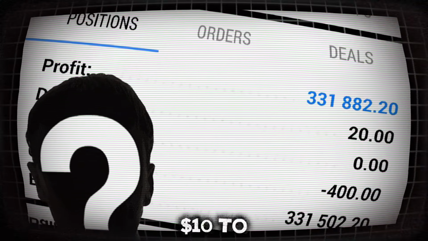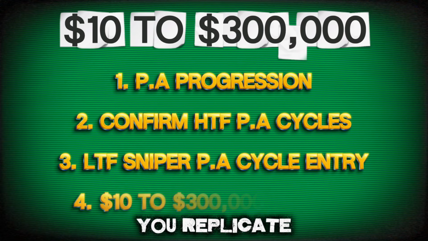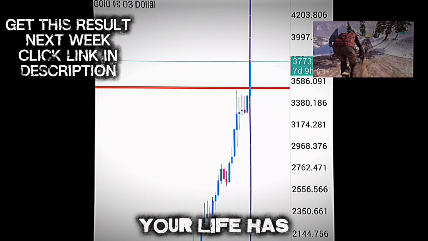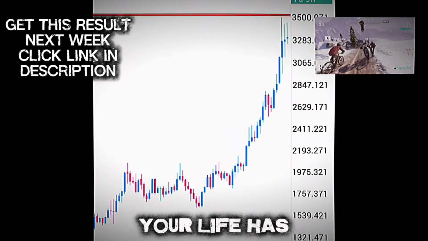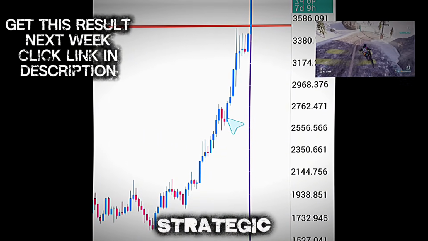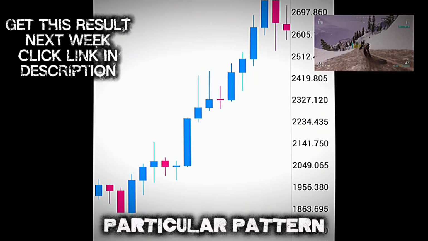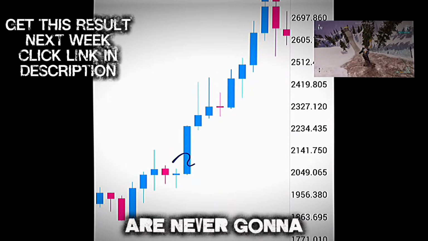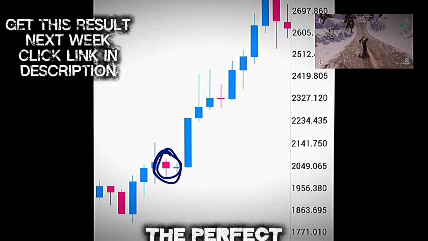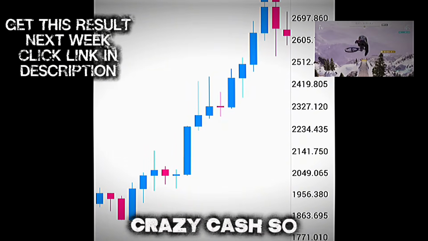This guy took $10 to $300,000 in 4 steps, and here's how you replicate the same thing. See, your life has spoiled if you don't do this. Don't even waste your time trading, because trading is strategic, trading is structured, and you have to follow a particular pattern, or else you are never gonna make any money. And I'm going to show you the perfect structure you need to follow to actually bank crazy cash.